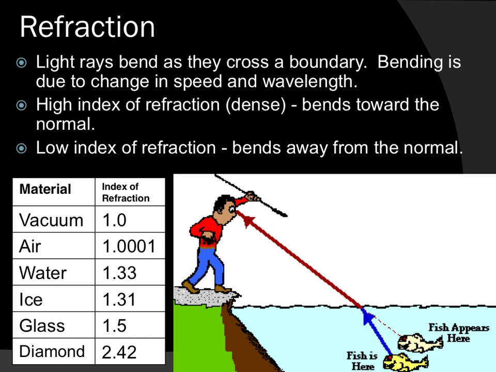This is why if you're ever spearfishing or bow fishing, or if you just want to play like you're Tom Hanks in Castaway and try to catch a fish with your bare hands, it's more difficult than it looks, because the fish is not where it looks like it is. And that's due to that refraction of the light.